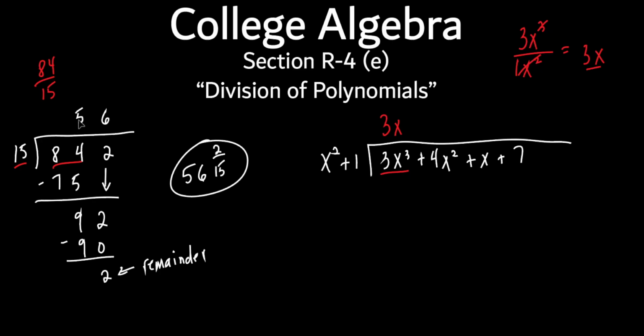All right? So again, we're going to keep jumping back and forth. 5 times 15 is what? 75. And what did we do with that 75? We subtracted. So what do you think we're going to do here? We're going to go 3x times x squared plus 1 and then subtract it. Okay? Let's do the multiplication. Let's do it off to the side.